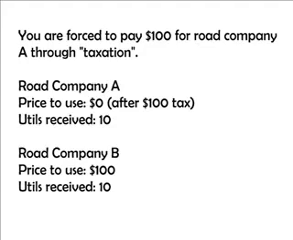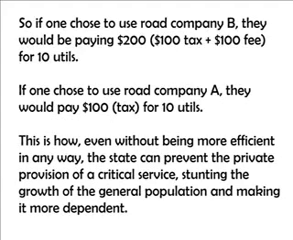And the reason you have to pay $100 for Road Company B is because Road Company B is not funded through taxation. So if one chose to use Road Company B, they would be paying $200, $100 tax plus $100 fee for 10 utils. If one chose to use Road Company A, they would pay $100 in tax for 10 utils. This is how, even without being more efficient in any way, the state can prevent the private provision of a critical service, stunting the growth of the general population and making it more dependent on the state.